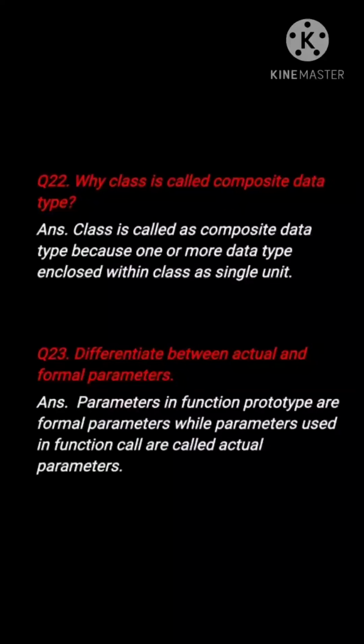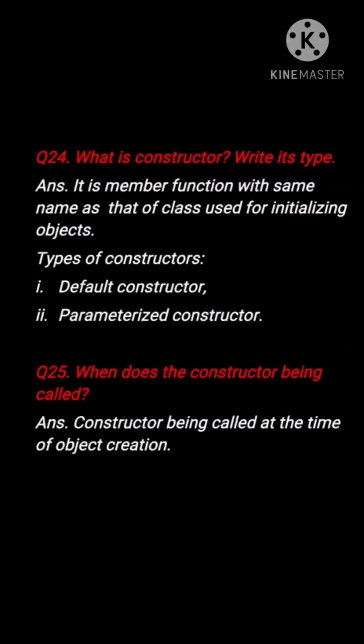Why is a class called a composite data type? A class is called a composite data type because one or more data types are enclosed within a class as a single unit. The other question is: differentiate between actual and formal parameters. Parameters in a function prototype are formal parameters, while parameters used in a function call are known as actual parameters. The details of actual and formal parameters we will learn once you have gone through the function part in your Java syllabus. Just go through the other videos, you will get to know.